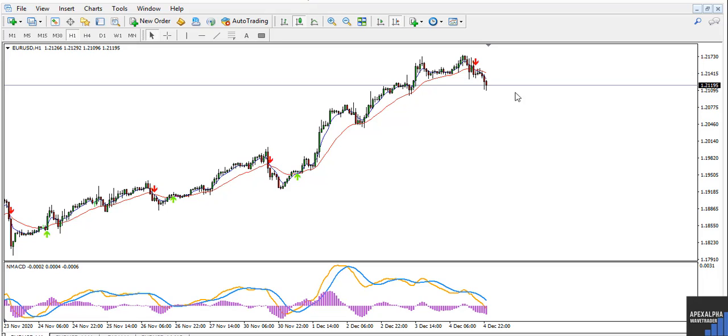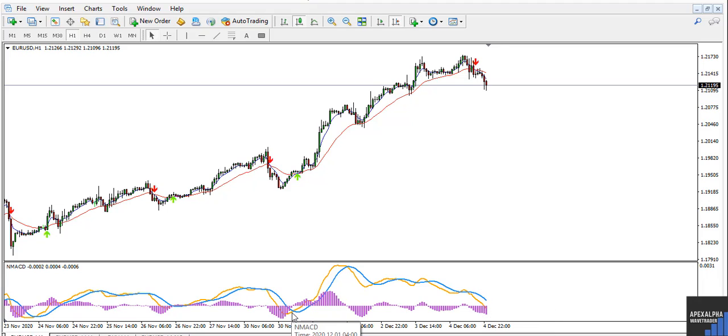So on the 1-hour time frame on the euro, wait for a golden cross on the MACD. If you don't know what a golden cross is, it's when the two lines cross over like this from the bottom going up. So this is a golden cross, this is a dead cross right here. So wait for a golden cross on the MACD, wait for a golden cross on the EMAs, and then you should be able to get a very high probability trade to the upside.